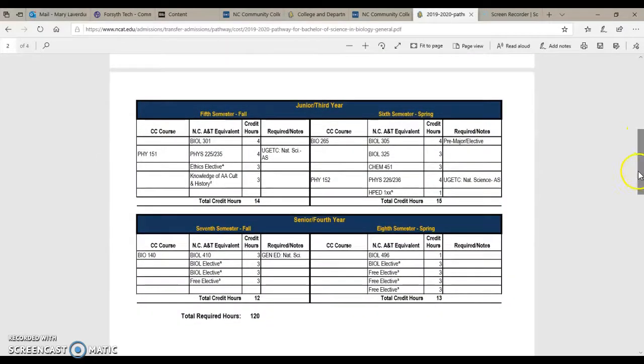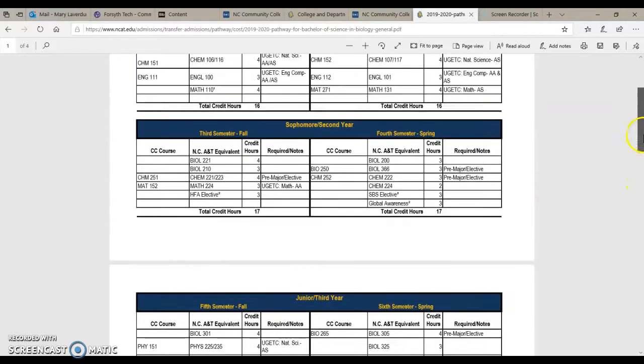When you go to your junior senior year, in order to finish a bachelor's in biology at North Carolina A&T, because it's very, very specific here, this is what they're going to tell you to take to get your bachelor's in biology at North Carolina A&T. It's a lot of science.